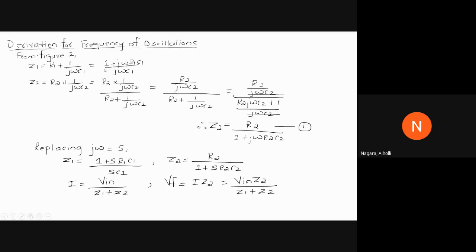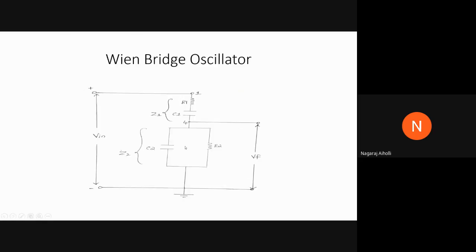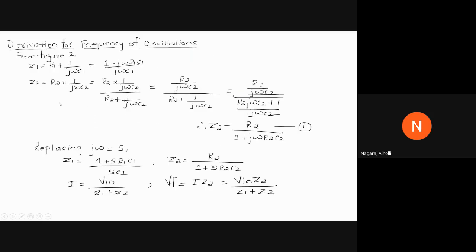If we simplify this, j omega C1 is the LCM. So it will be R1 plus j omega C1 R1, divided by j omega C1, which is 1 plus j omega R1 C1 divided by j omega C1. Then Z2 is R2 parallel with C2. We write Z2 as R2 parallel 1 upon j omega C2, because it is a capacitance.